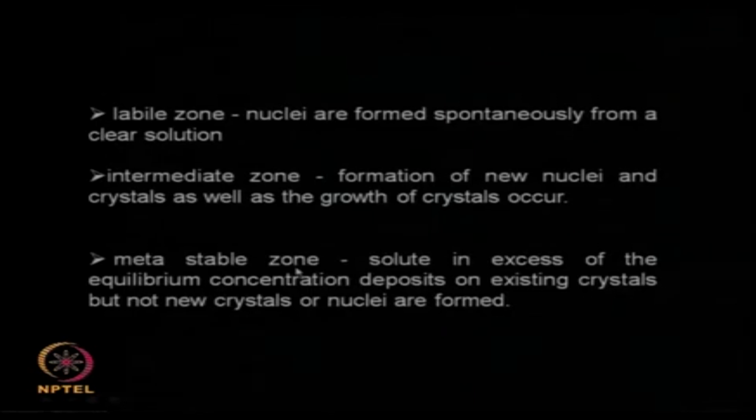Metastable zone, the existing crystals start growing. That means no new crystals or no new nuclei are formed. So in the metastable zone, whatever crystals are present will start growing. In the labile zone, new nuclei are formed, whereas in the intermediate zone, not only new nuclei are formed, but the crystals also grow. So these are the 3 zones into which the supersaturation crystallization process could be grouped. If you have labile or intermediate zone, you will be forming new crystals or new nuclei all the time, whereas in the metastable zone you are not forming new crystals, but the existing crystals keep growing, becoming bigger and bigger and bigger.